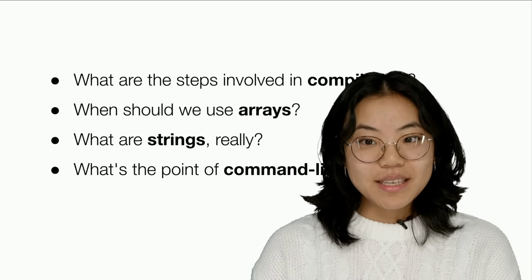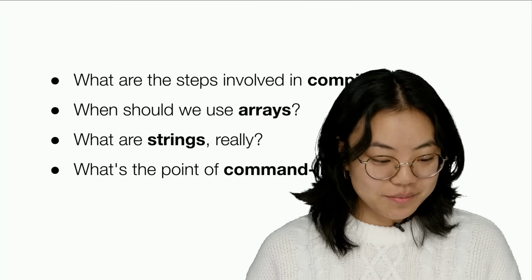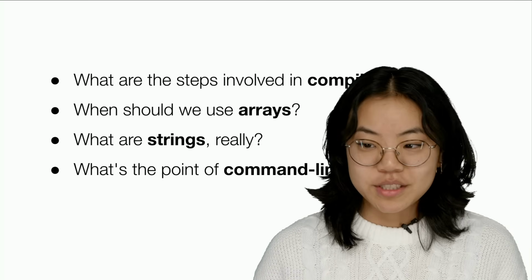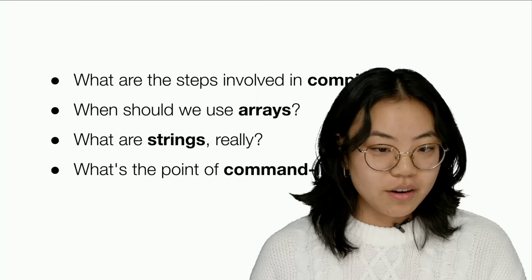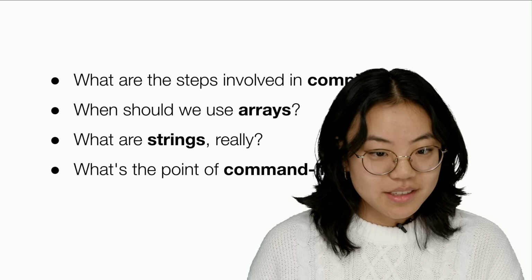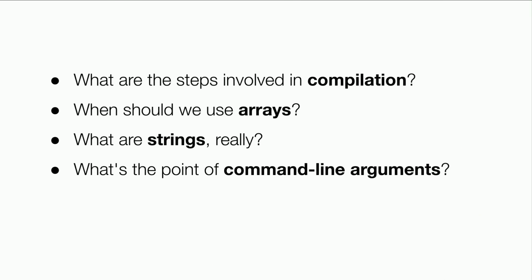And so this week, week 2, we got more in-depth on C. And so some of the questions that in lecture David addressed, and some questions that you might still be thinking about, are what steps are involved in compilation. So how does code turn from source code to what actually runs? When should we use arrays? What are strings? And what's the point of command line arguments? What are these things? What's the difference between a standard input?